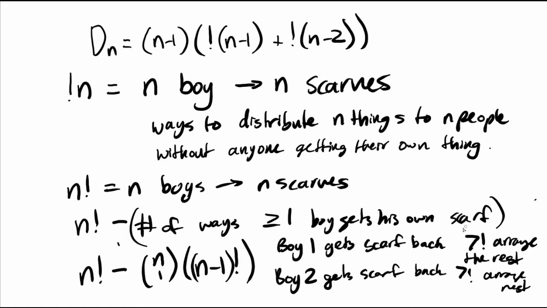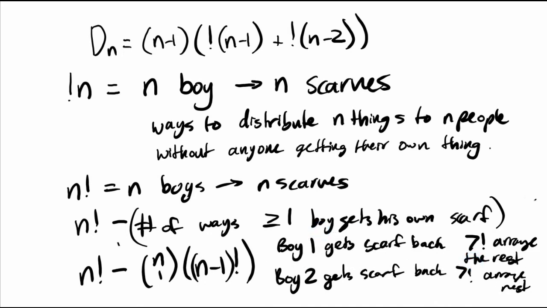Well, that means we overcounted the case where boy number 1 and boy number 2 got their scarves back twice, because this 7 factorial includes cases where boy 2 got his scarf back, and this 7 factorial includes cases where boy 1 got his scarf back. So if 2 boys each get their scarf back and the rest don't, then we've overcounted this case by a factor of 2.